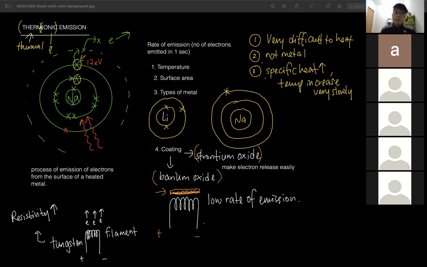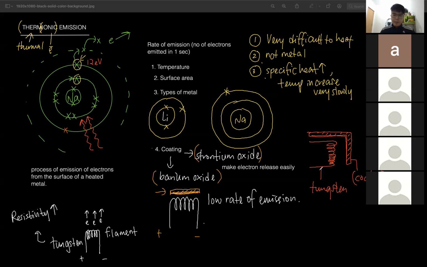So overall, 如果你看这个 thermionic emission, overall, 它是用什么? You have the base, which is the filament, made of tungsten, right? And then on top of it is a layer of metal. And then this metal is also coated. Okay, so overall, they make a whole package.